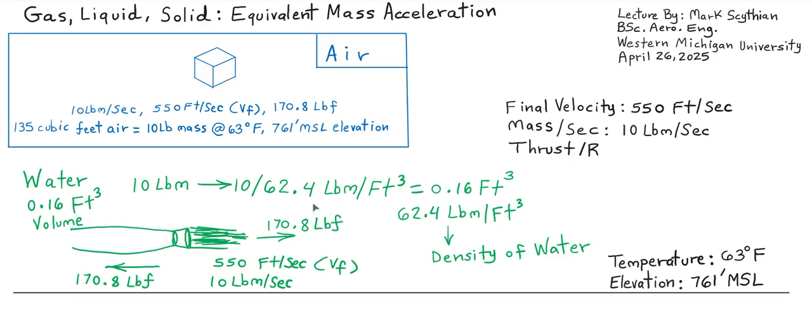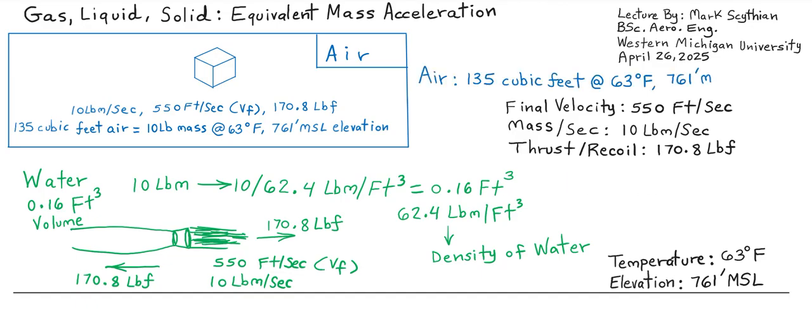So imagine you have a green ocean and green sky, or water's supposed to be blue, but I put air as blue this time. So we don't have a green sky, do we? So, okay, we have final velocity. So assume all three have just the final velocity of 550 feet per second, mass per second of 10 pounds, and then thrust / recoil 170.8.